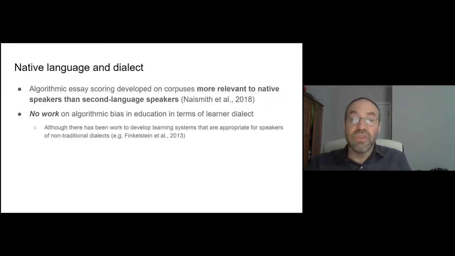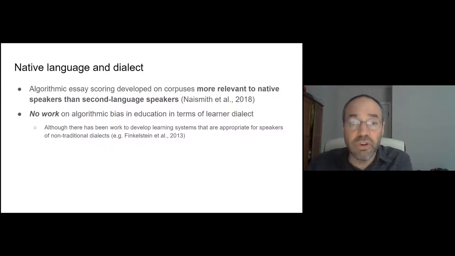For instance, native language and dialect. It seems plausible that a lot of algorithms might work less well on people not working in their native language than in their native language. And in fact, algorithmic essay scoring often is developed on corpora that are more relevant to native speakers than second language speakers.